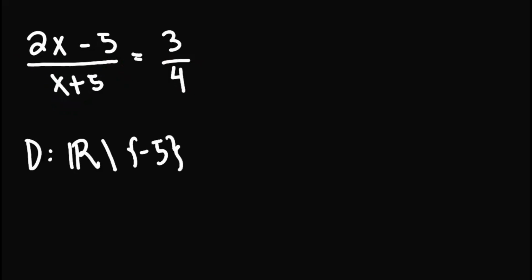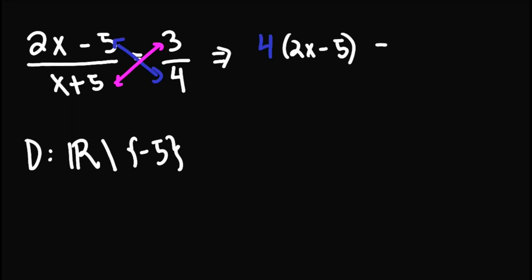So when we obtain x equals negative 5 upon solving this rational equation, we can't consider that as a root or as an answer for this one. So applying the cross multiplication process, we'll obtain 4 times 2x minus 5 equals 3 times x plus 5.